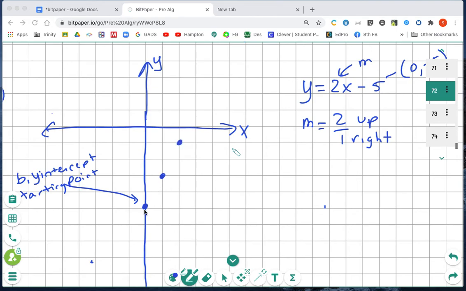Go back to your starting point. Do just the opposite. Down 2 to the left 1. Down 2 to the left 1. I now have my 5 ordered pairs, and I'm going to label my slope positive. And now you know how to graph using the slope-intercept form.